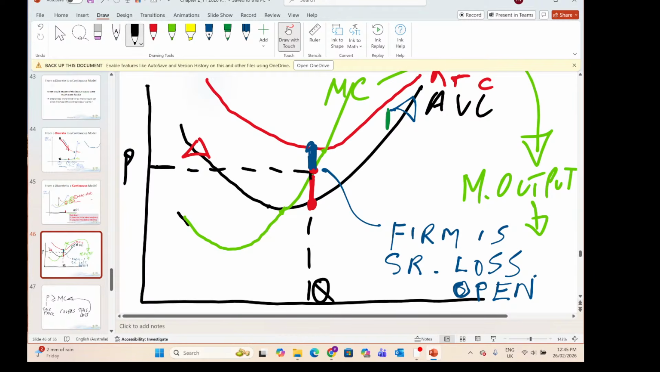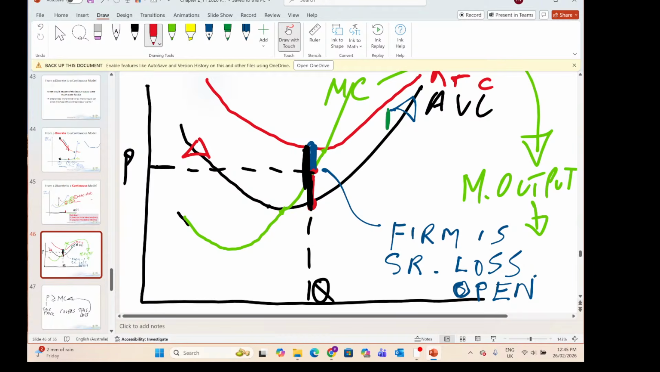Why is that better than shutting down? Because the difference between the variable cost and the total cost is the fixed cost. So if the firm shut down, the firm would lose the black amount, but if the firm stays open, the firm will lose the blue amount, the smaller amount. So this firm is open, but it's minimizing its losses.